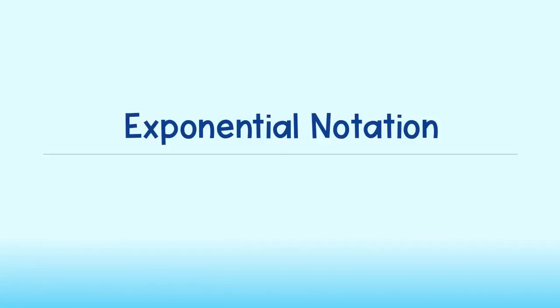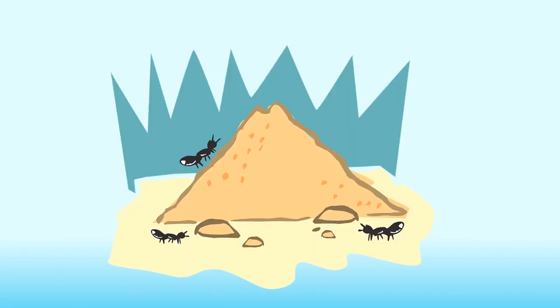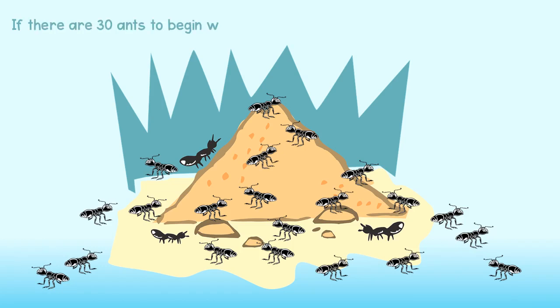Hi there. After this lesson, you should be able to write repeated multiplication using exponents. Take a look at these ants building their home. The number of ants in this colony doubles in size every month. If there are 30 ants to begin with, how many will there be after just 1 year?